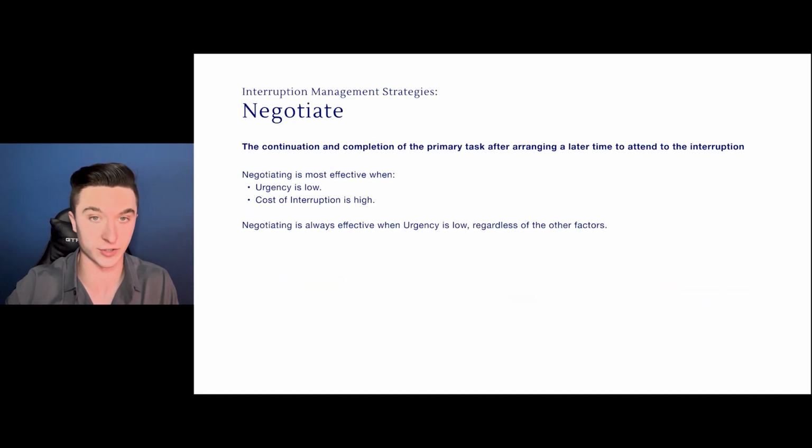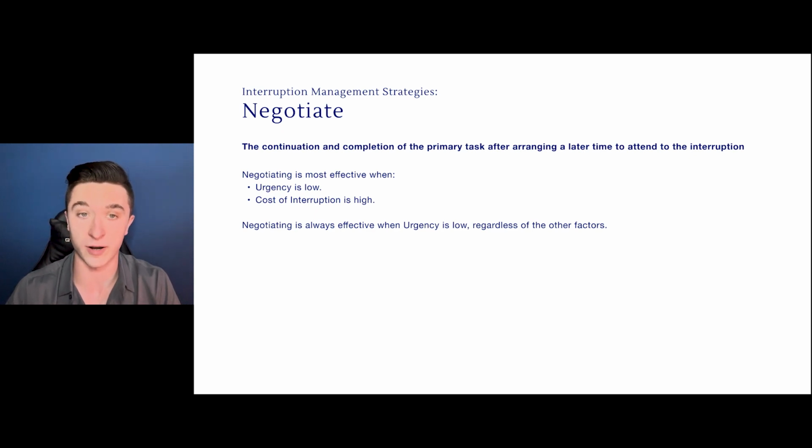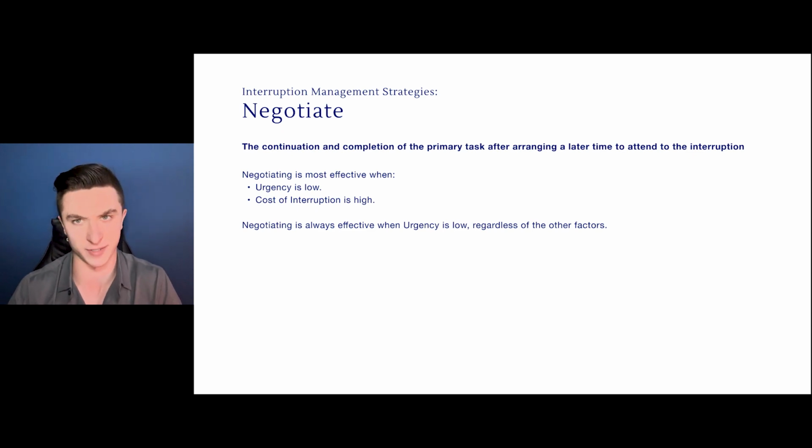So the second strategy is then to negotiate, which happens in the almost exact opposite of interrupting. Negotiating involves the continuation and completion of the primary task after arranging a later time to attend to the interruption. So in other words, you finish the primary task before you engage the interrupting task. Negotiation is the most optimal strategy when interruption urgency is low and the cost of interruption is high. Again, the exact opposite of what you do in interrupting.